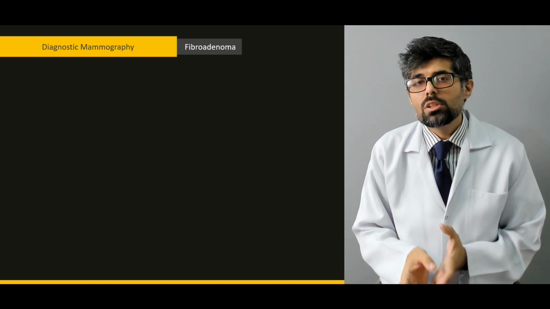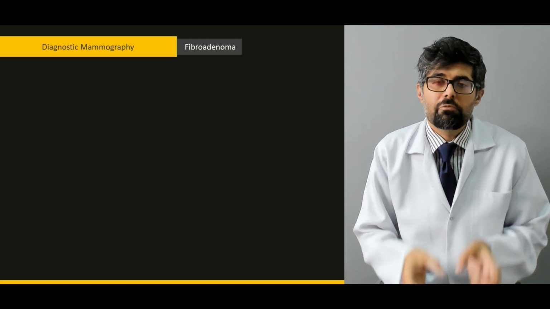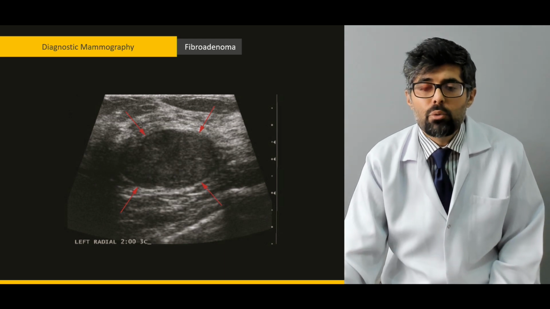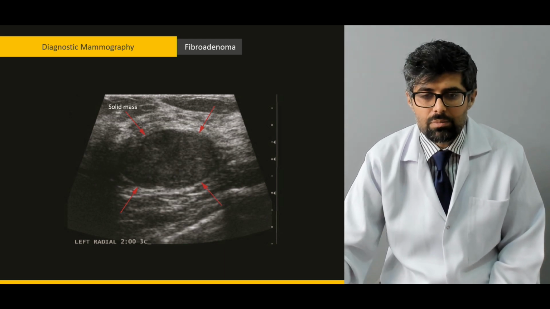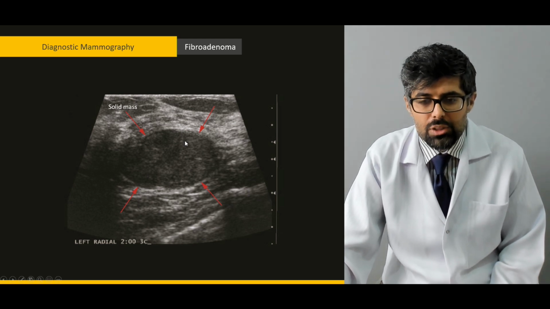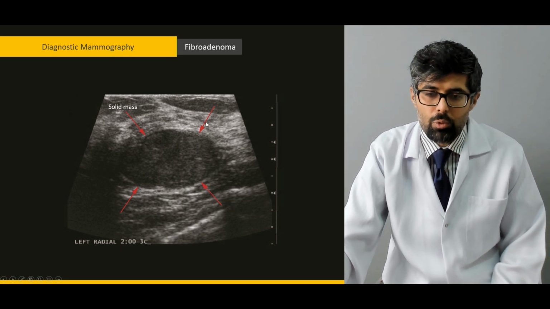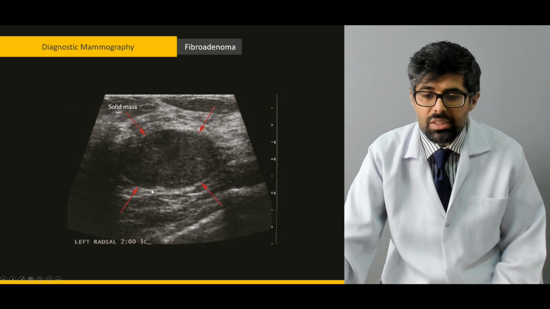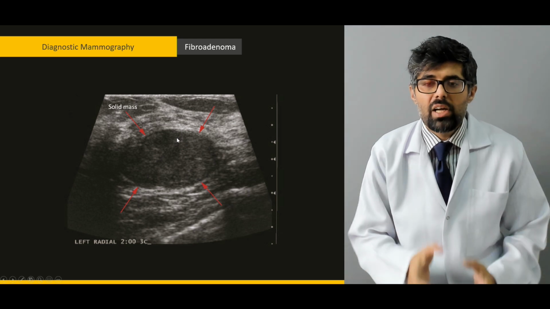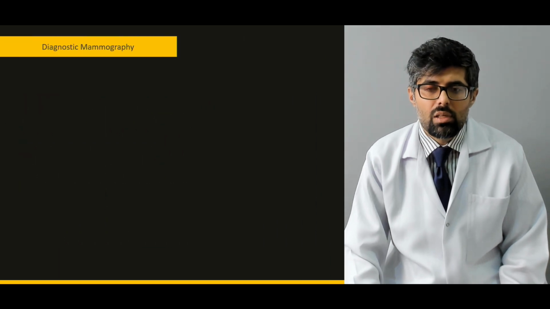And for the benign ones, the most common mass that can be found in the breast is a fibroadenoma. So on an ultrasound, a fibroadenoma will look like this. It will be a solid mass with good margins and a hyperechoic area around the isoechoic area. So this kind of presentation is a dead giveaway that this mass is a fibroadenoma. Next one.